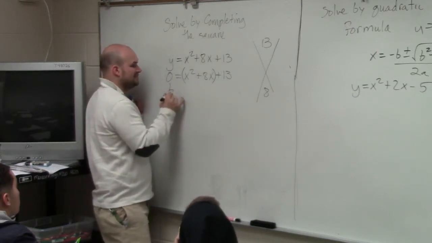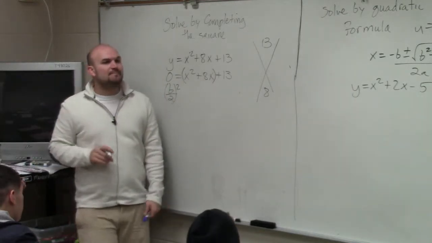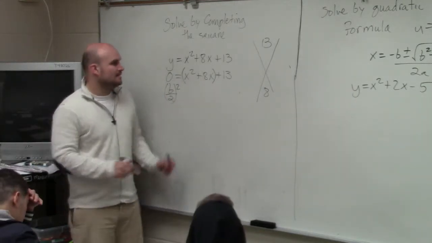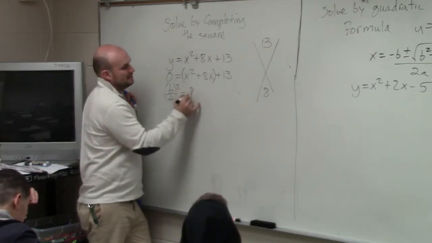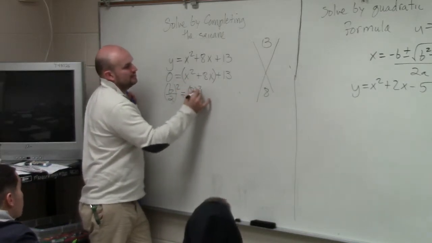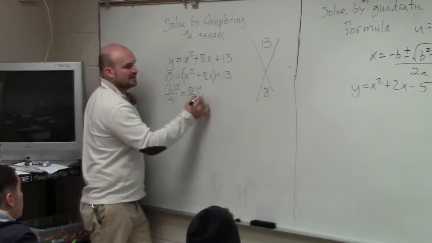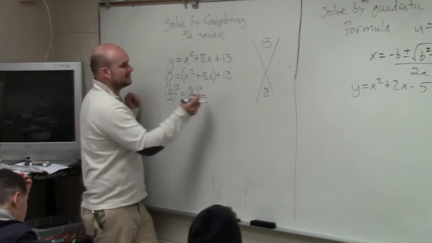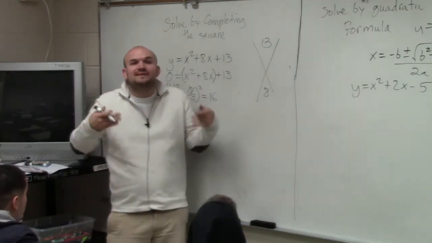So to do that, we do the b divided by 2, squared. If you guys remember that, b divided by 2 squared. So we go to our equation. We say, what was our b? 8 divided by 2, squared. 8 divided by 2 is 4. 4 squared is 16. So 16 is going to be the number that what we call completes the square.